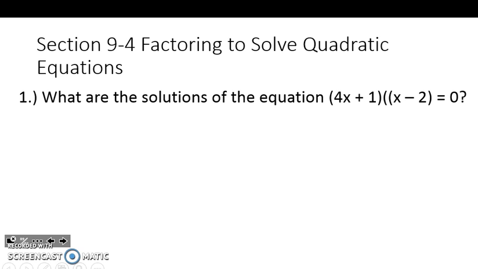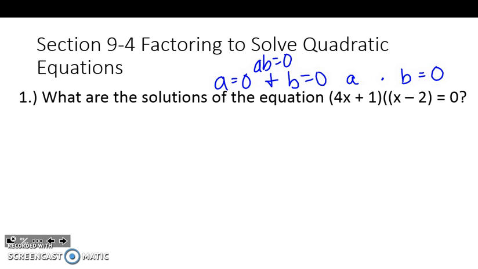So this problem says, what are the solutions of the equation 4x plus 1 times x minus 2 equals 0? So this used to be a quadratic problem, and they've already factored it out and got the two binomials. So this is like saying a times b equals 0. And if a times b equals 0, then that means that a equals 0 or b equals 0.